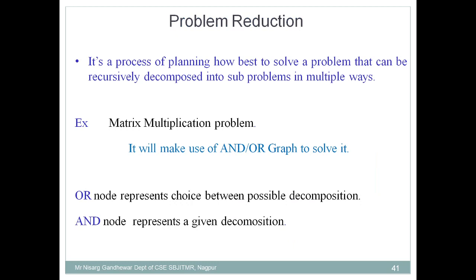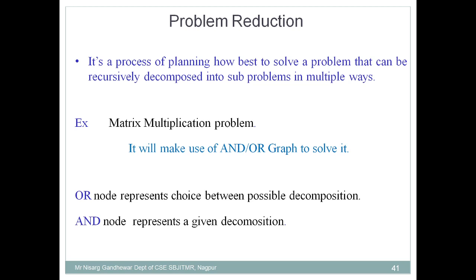So what is the concept of problem reduction? The concept of problem reduction is very simple: you need to divide one task into a number of subtasks, and each subtask can be solved individually, so that you will get the combined solution. So this is what problem reduction is. A very good example is the matrix multiplication problem.